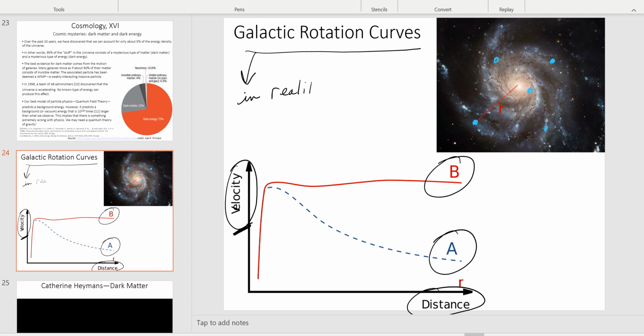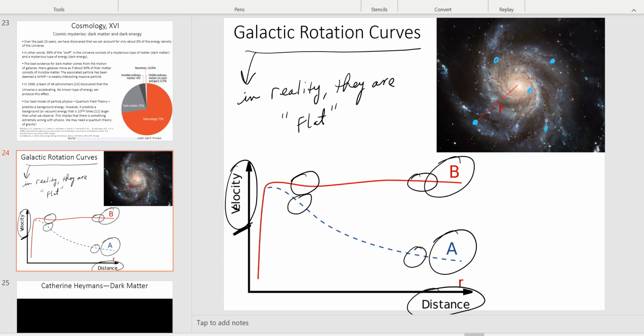In reality, they are what we call flat, meaning that the velocity of stars near the center is roughly the same as the velocity of stars near the edge. And this is very different than what we expect to see. What we expect to see is this dashed blue curve, curve A, where the velocity of stars near the center is much greater than that near the edges. Therefore, one way of explaining this problem is by saying that the velocity of stars near the edges of spiral galaxies is way too large. These stars are traveling way too fast.